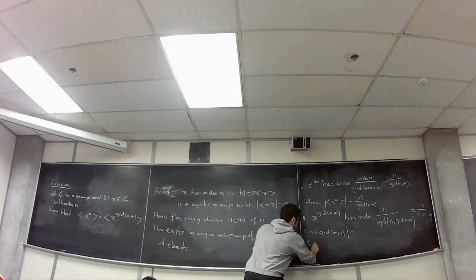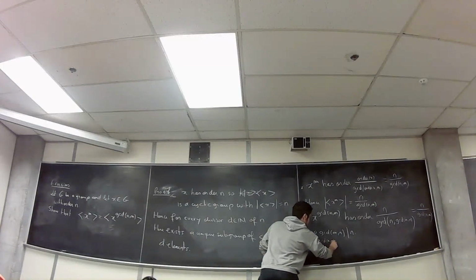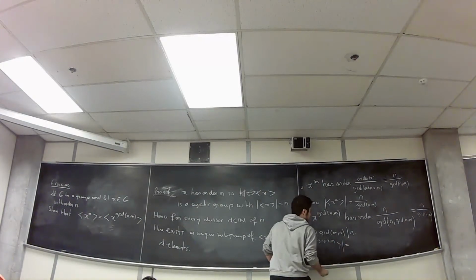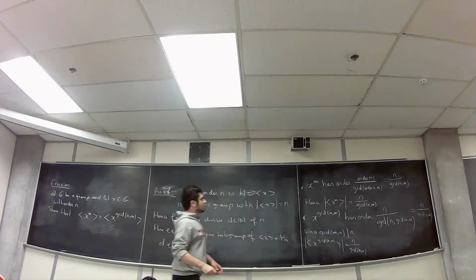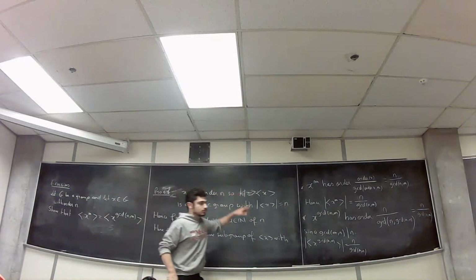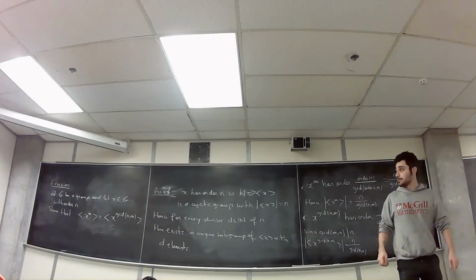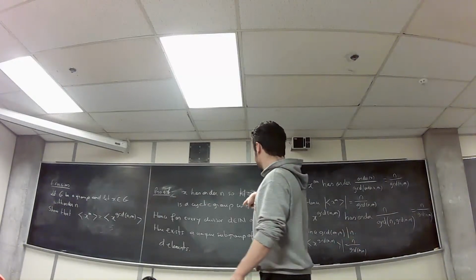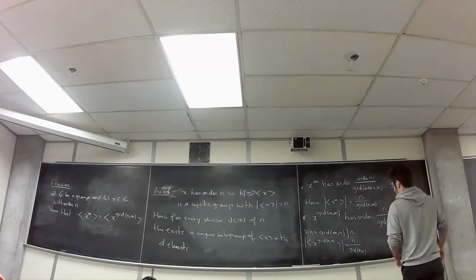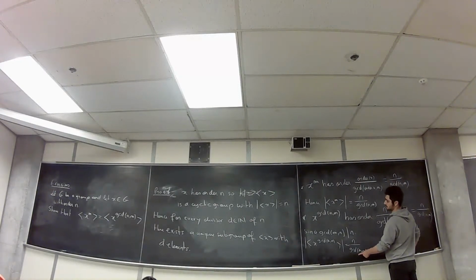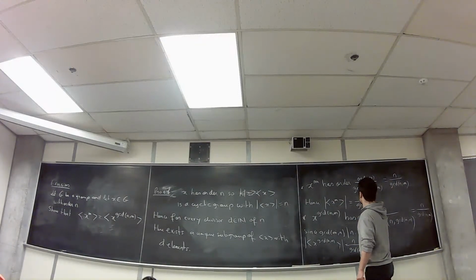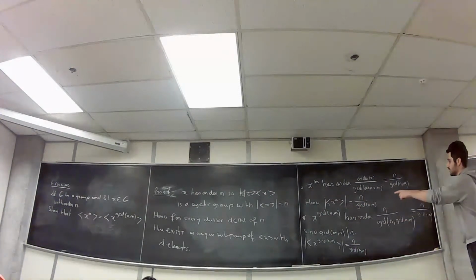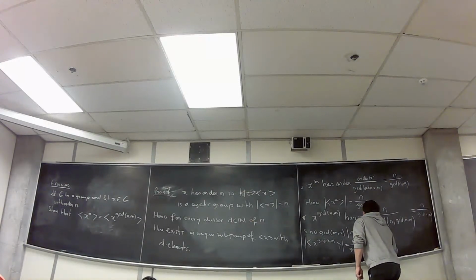Hence, the subgroup generated by x^gcd(m,n) has n over gcd(m,n) elements. Now I know that the subgroup generated by x is a cyclic group, and hence for every divisor d, I have a unique subgroup with d elements. This is a subgroup of the cyclic group <x> with n over gcd(m,n) elements, and so is that one. By the uniqueness part, these two subgroups must be equal.